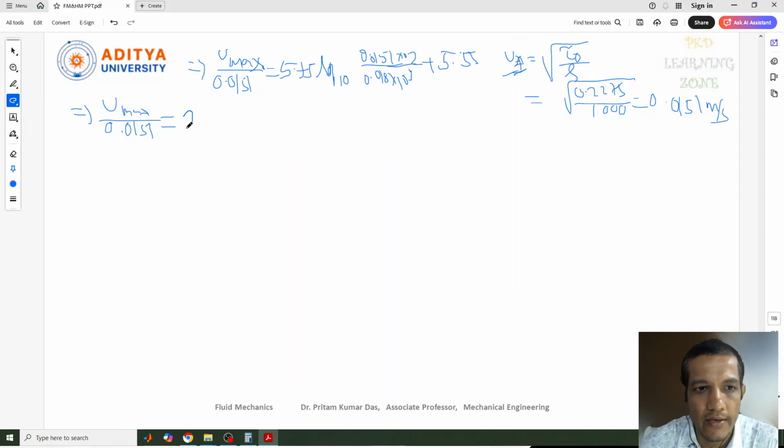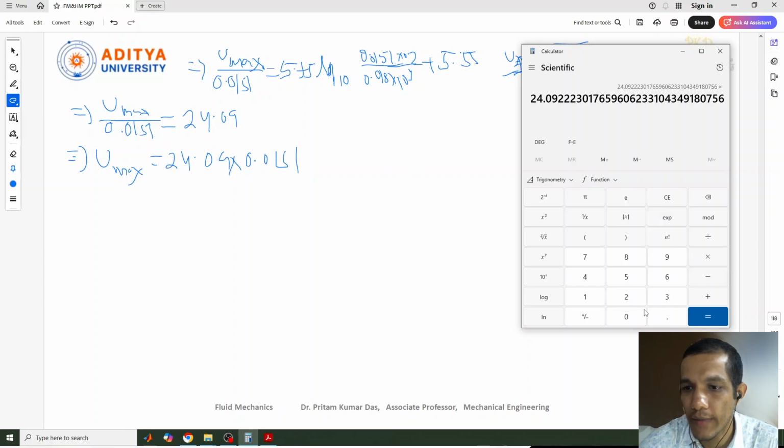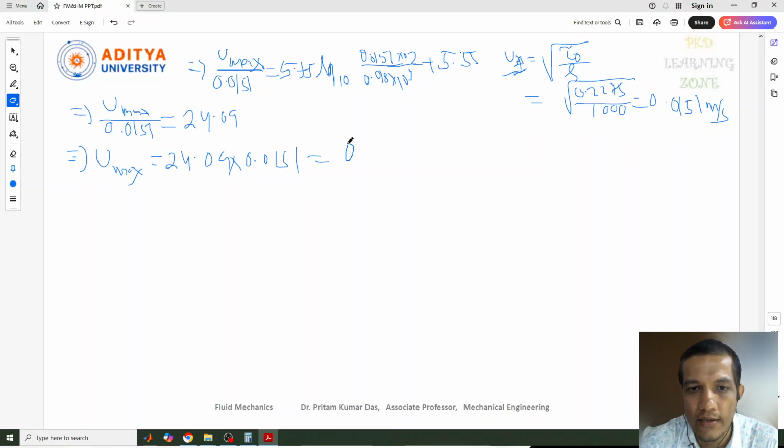So this is nothing but we can write 24.09, the value of u max by u star. So if our motto is to calculate the u max value, just write down u max equal to 24.09 into 0.0151. So now multiply with 0.0151, 0.363. So this is nothing but 0.363 meter per second. So this is the maximum velocity in the fluid flow.